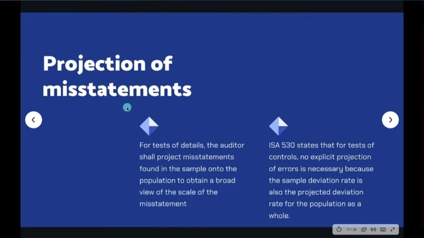Projection of misstatements. For tests of details, the auditor will project misstatements found in the sample onto the population to obtain a broad view of the scale of the misstatement. And ISA 530 states that for tests of controls, no explicit projection of errors is necessary because the sample deviation rate is also the projected deviation rate for the population as a whole.